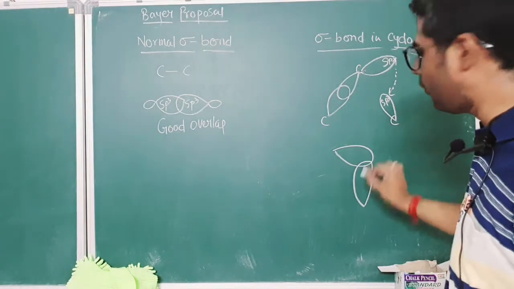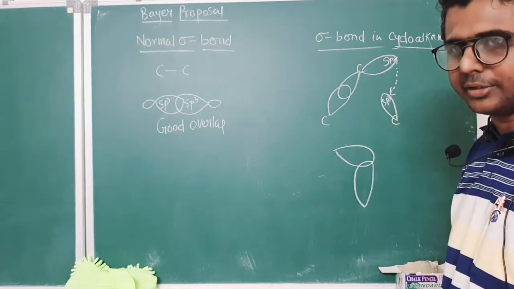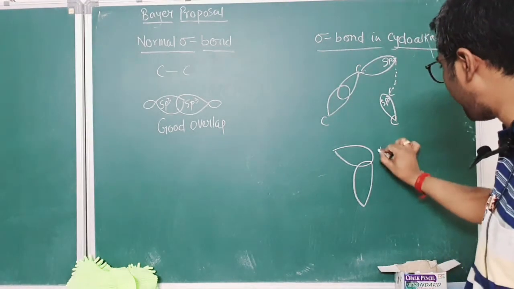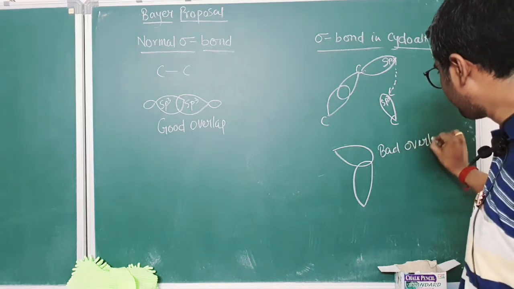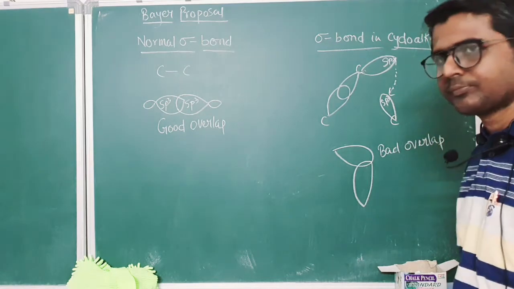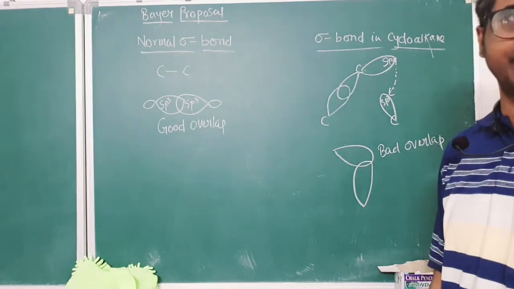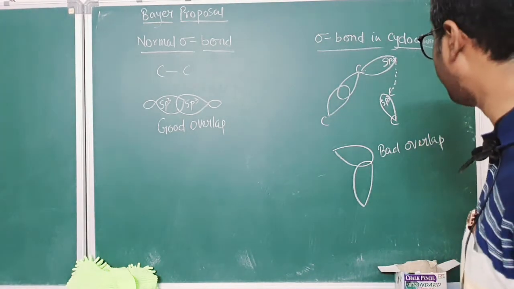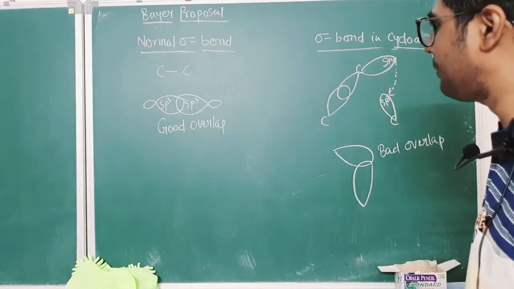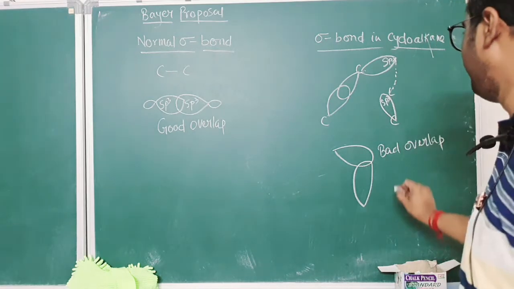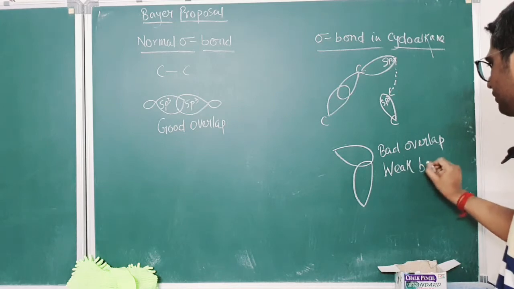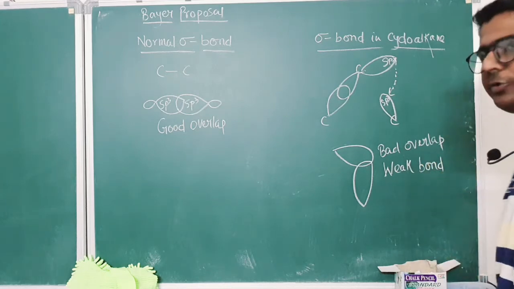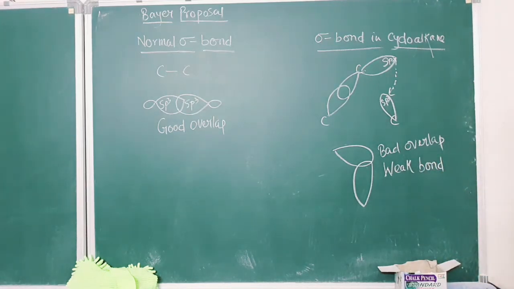So here is the overlap good or bad? This is a bad overlap. Due to what? Angle stress. Bad overlap. As this is a bad overlap, the bond will be a weak bond. Bad overlap, weak bond.